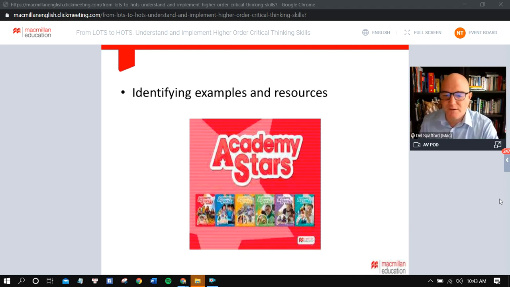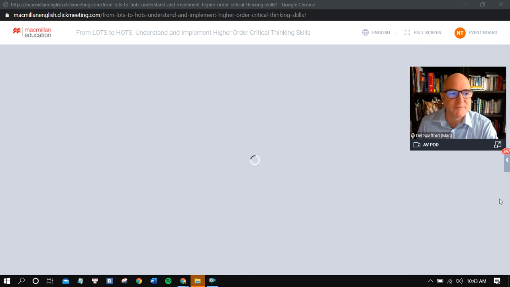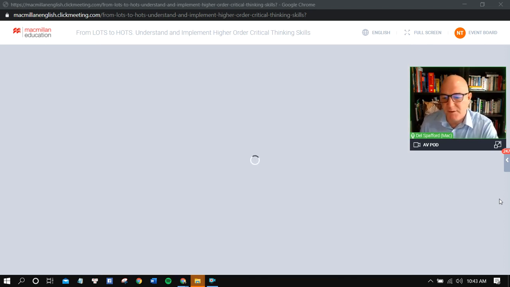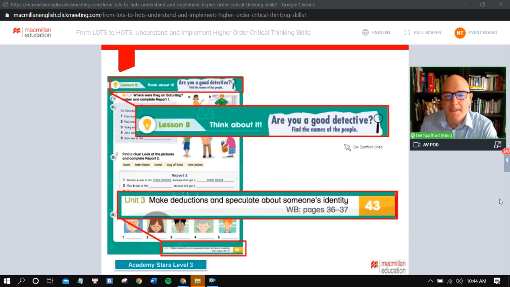So here you will see we have Lesson 8, our Think About It page. This is your 21st Century Skills page, but also your higher order thinking skills page. So at the top of the page, let me just make that bigger for you. At the top of the page here, you see it says, think about it. And then there's a question, are you a good detective? Find the names of people.